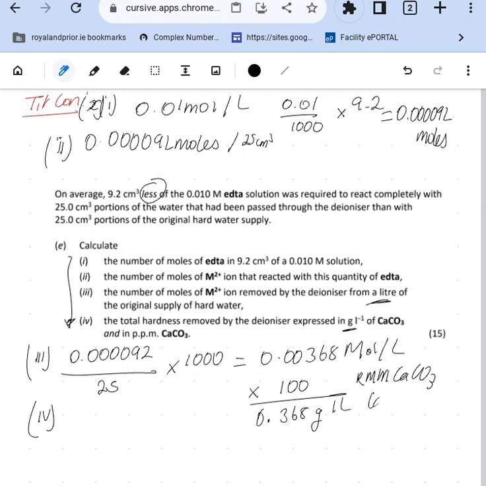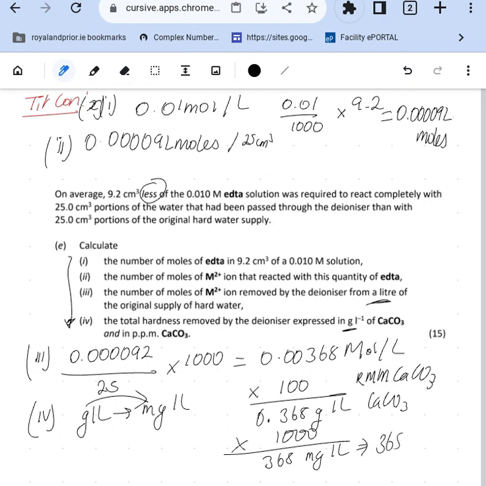That much grams per litre of my calcium carbonate, which remember doesn't itself cause hardness, and then multiply that by 1,000 because when you're in grams per litre, to go to parts per million, that's the same as milligrams per litre. So to change grams to milligrams, you multiply by 1,000 and you get 368 milligrams per litre, which is the exact same as 368 parts per million of my calcium carbonate.